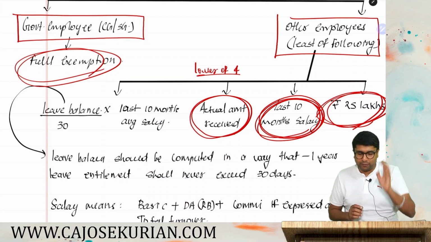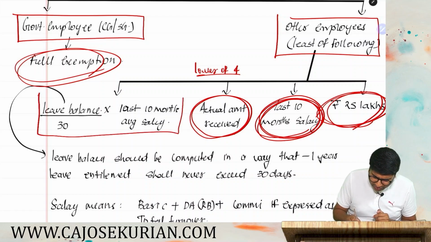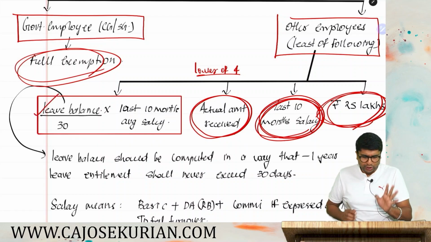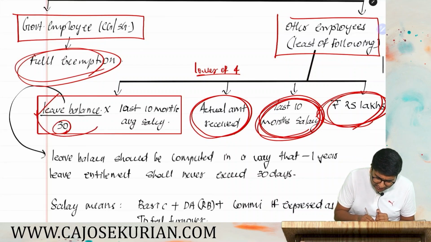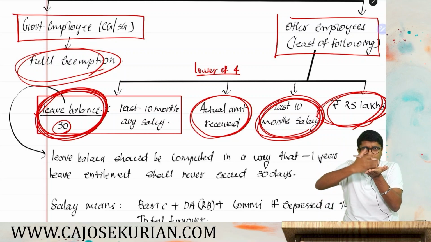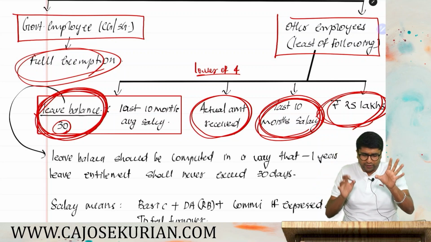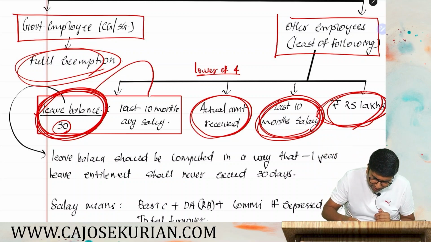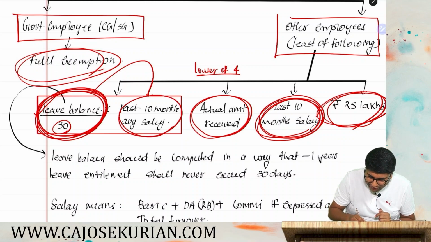Limit number 4 is a little bit tricky, so you have to be very attentive. What is limit number 4? At the time of retirement, you check how much is your leave balance. You divide it by 30 so that you will get the number of months of leave that you have at the time of retirement. So leave balance in number of days divided by 30, you will get the number of months of leave balance that you have. That has to be multiplied with the last 10 months average salary.